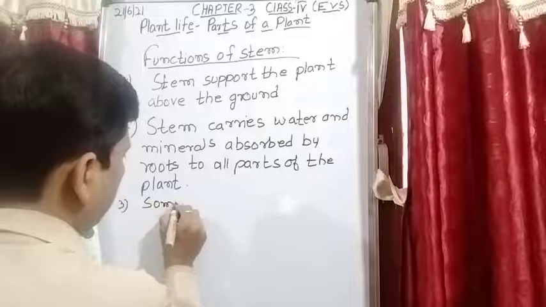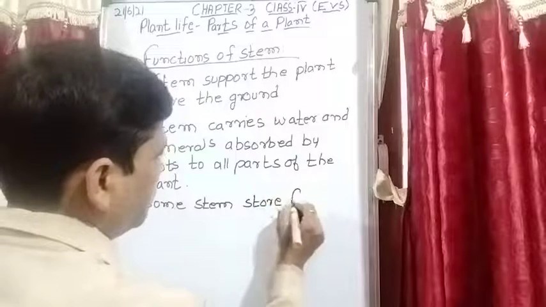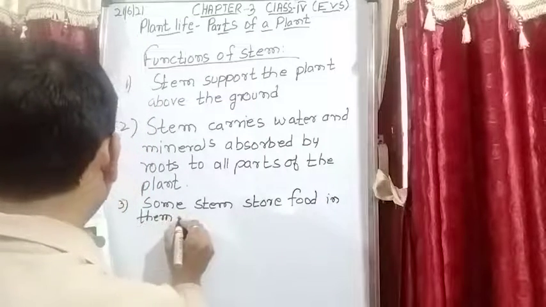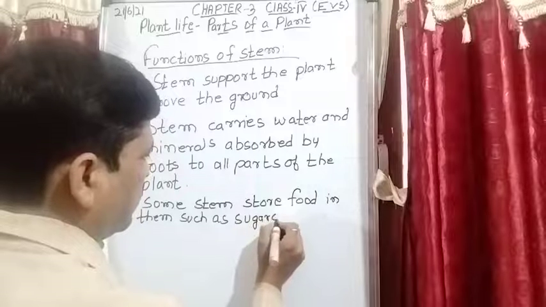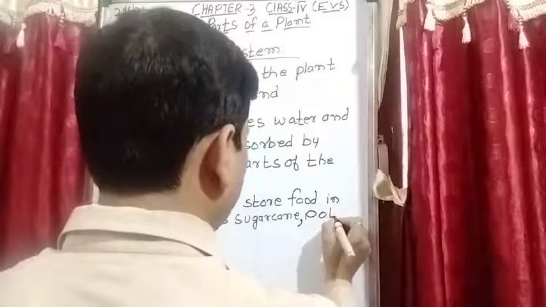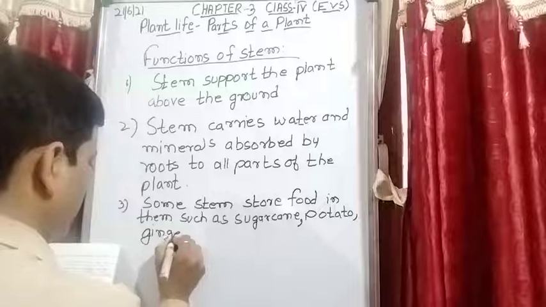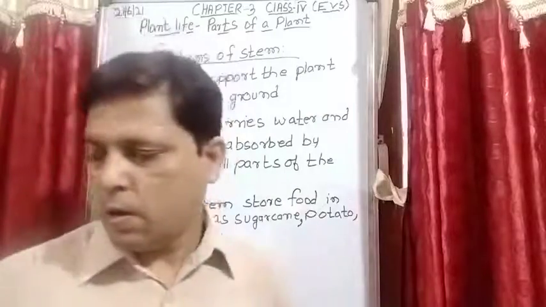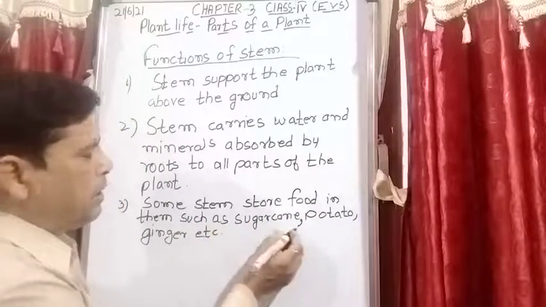some stems store food. Some stems store food in them, such as sugarcane, potato, ginger, etc. And see, some stems, like a root, also store food in them, such as sugarcane, potato, ginger.